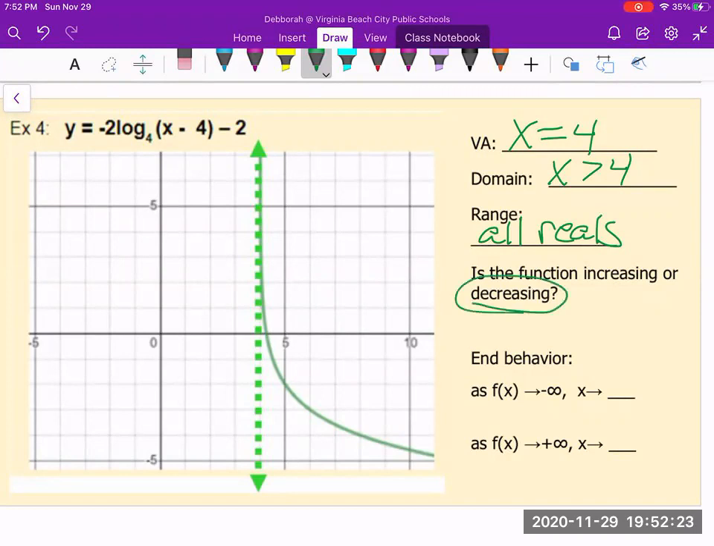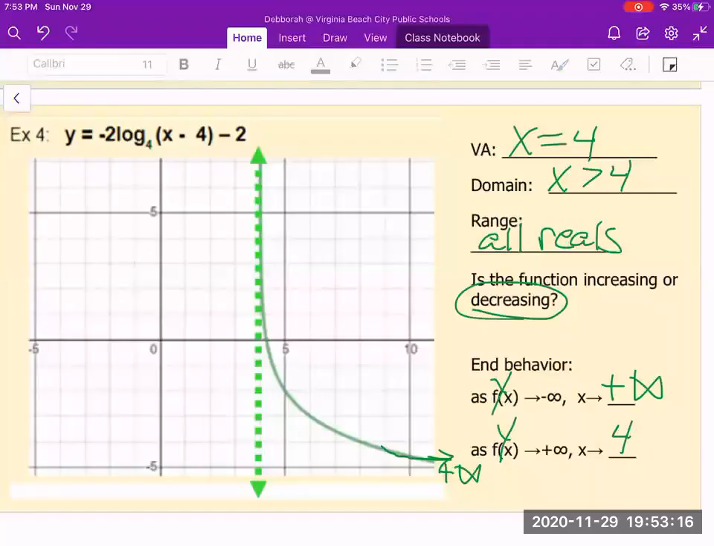And as f of x, again, we are talking about y, as y is going to negative infinity, our x is actually going to continue to the right to positive infinity. And as f of x, or y, is approaching positive infinity, meaning as y is going up, x is approaching that asymptote of 4. Well, that concludes our lesson for today.